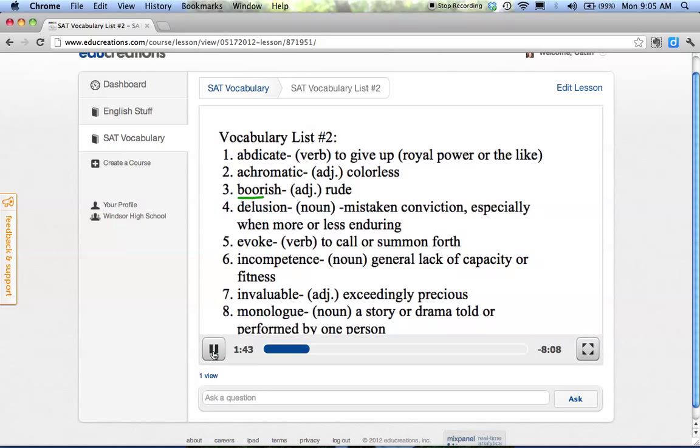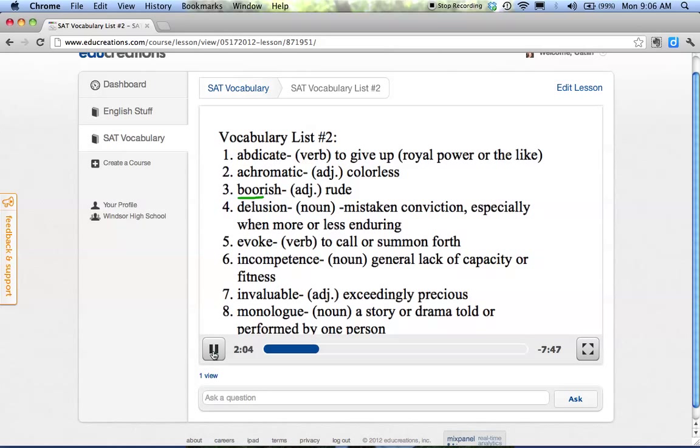5 is evoke, and to evoke, it's a verb. It means to call or summon forth. And when I hear the word evoke, I think of the Harry Potter series, when oftentimes magic or magical powers are being evoked, called forth and summoned.